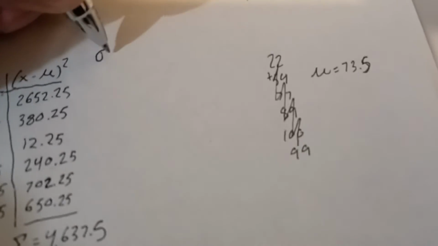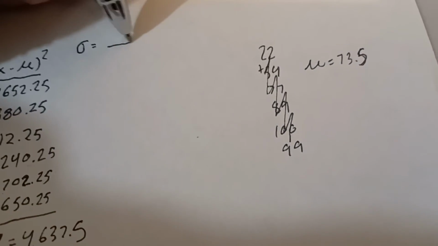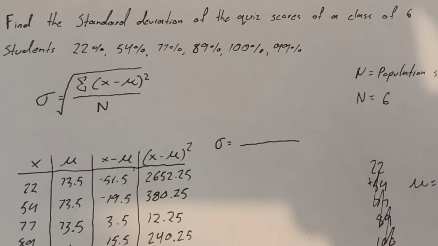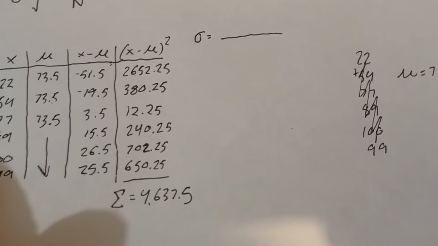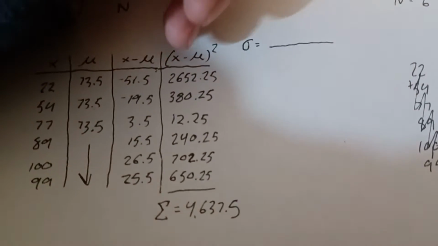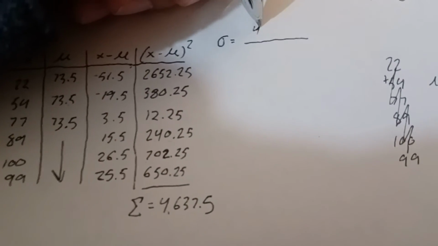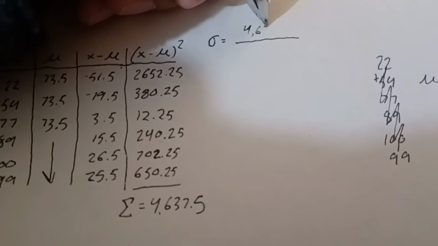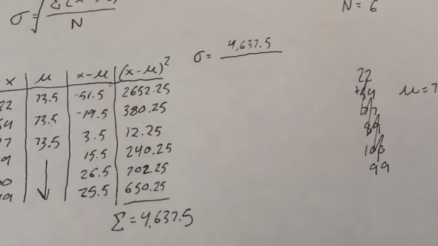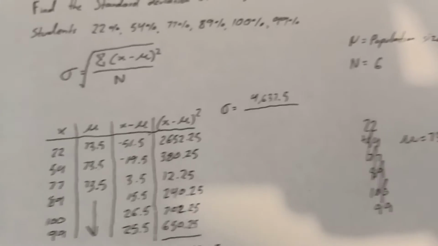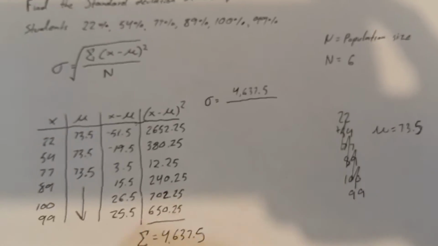So our equation is sigma equals the square root of the sum of x minus mu squared, over n. We have that sum right here: 4,637.5. Our n, remember, is going to be our population size.